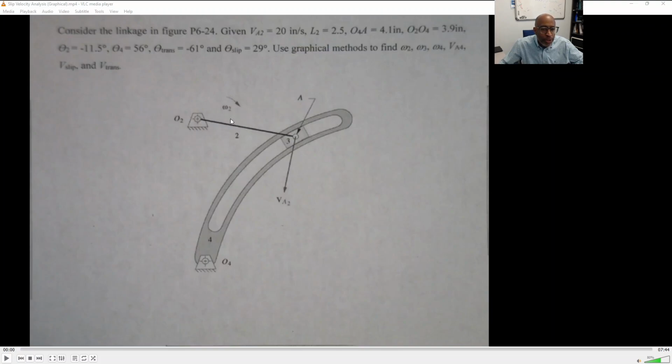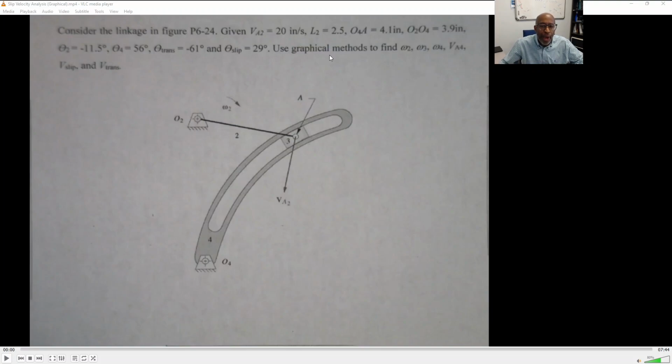It's a little bit below the horizontal here, and therefore we're calling that angle negative, but just think of it as 11.5 degrees. Theta 4 is an angle of 56 degrees, and I'll show that in a little bit. We have a theta trans equal to negative 61 degrees, a theta slip of 29 degrees. Both of these will be shown soon as I go through.